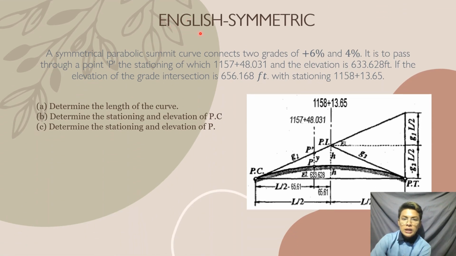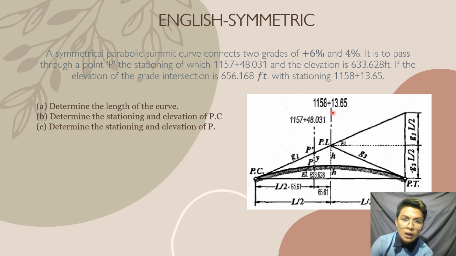Next is by using English symmetric. Here's our example. A symmetrical parabolic summit curve connects two grades of positive 6% and negative 4%. It is to pass through a point P with stationing of 1157 plus 48.031 and an elevation of 633.628 feet. If the elevation of the grade intersection is 656.168 feet with stationing of 1158 plus 13.65. So here's our given figure. And we must get the length of the curve, the stationing and elevation of PC, and the stationing and elevation of PT.